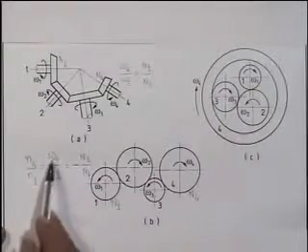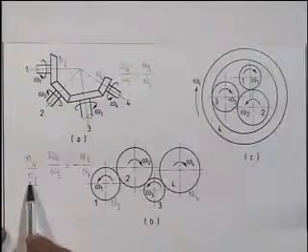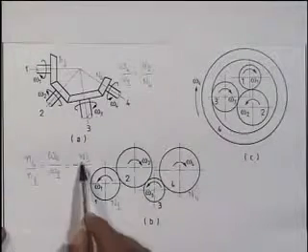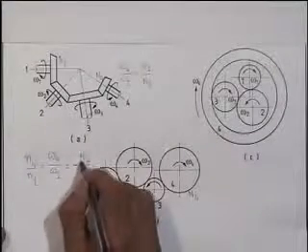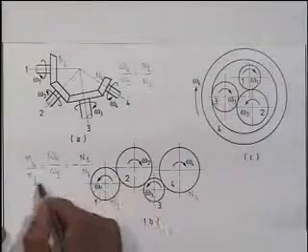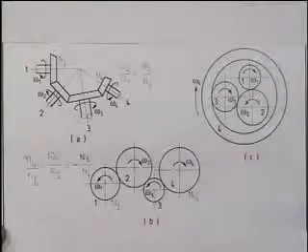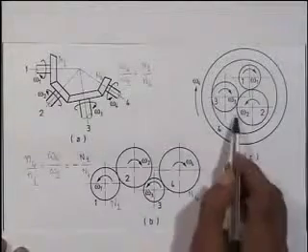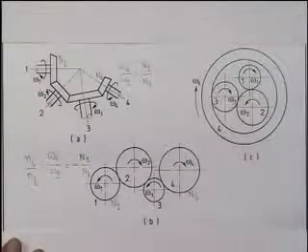The small n refers to RPM and capital N will refer to the number of teeth on various gears, which are written as this suffix. Now let us come to the example of this simple gear train.